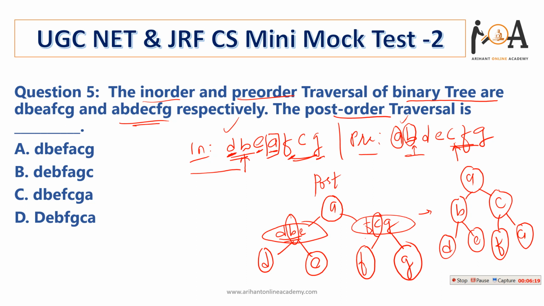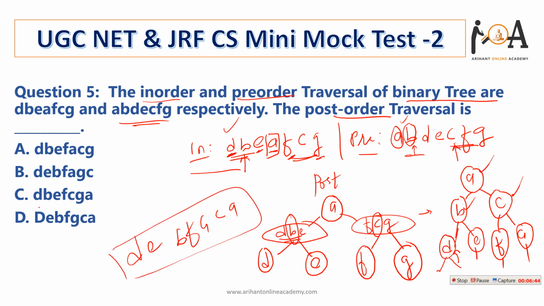So I can write post order like this: I visit A, B, D, then no node is on the left, no node is on the right side, so again I visit D, so D would be first, after that E, after that B, after that F, after that G, after that C, and at last the root, that is A. It is the post order traversal: DEB, that is DEBFGCA. Option D is the correct answer.